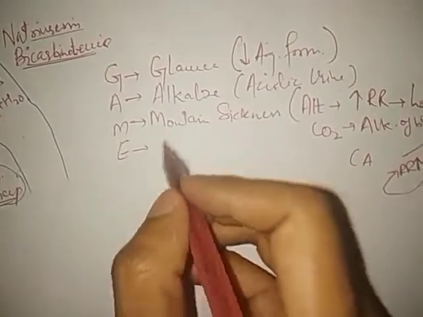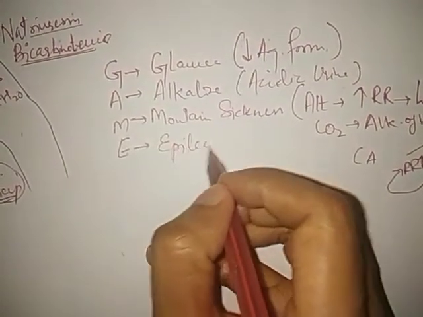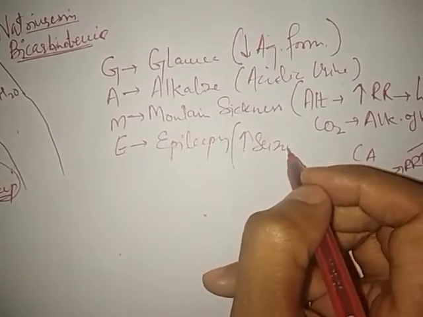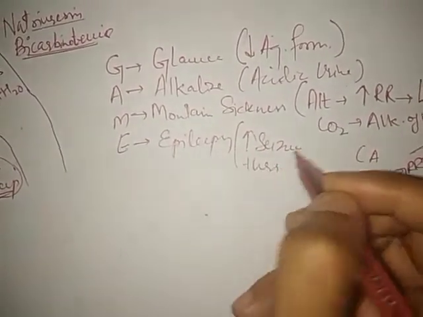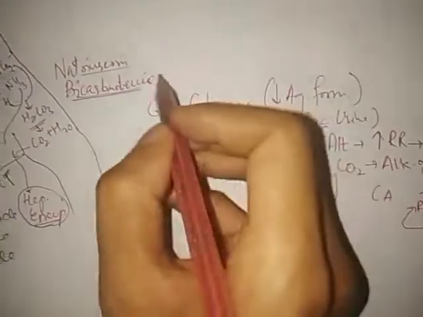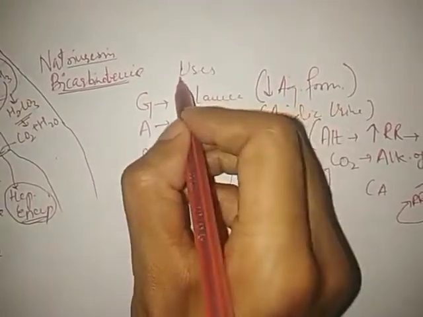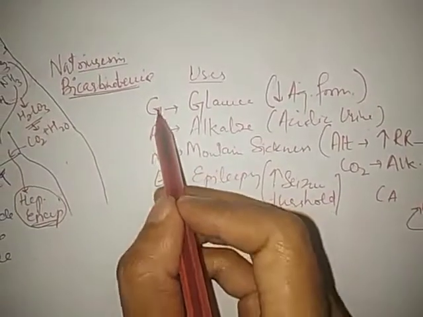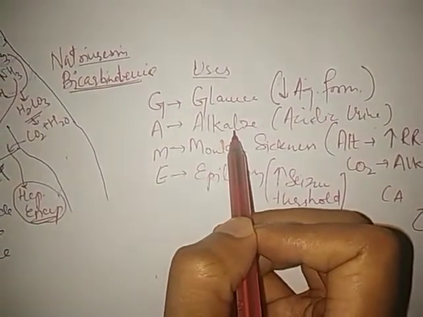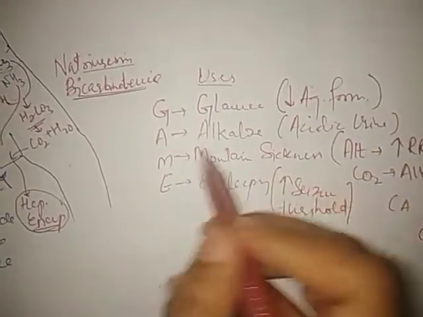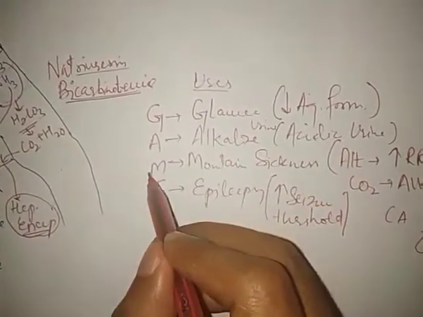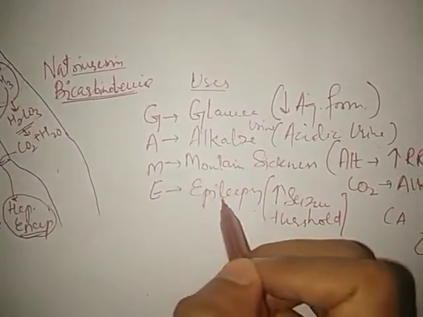Another thing, they are also used in epilepsy because they increase the seizure threshold. Okay, these are the uses of acetazolamide. You can remember as GAME. They are used in glaucoma, for alkalizing the urine, in mountain sickness, and in epilepsy.